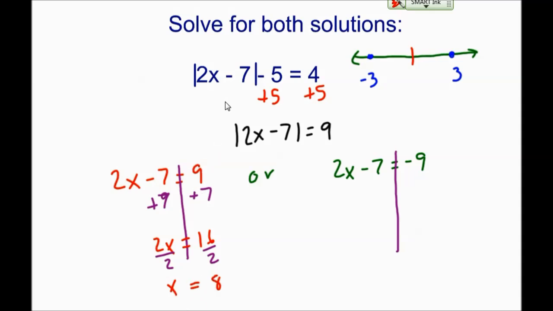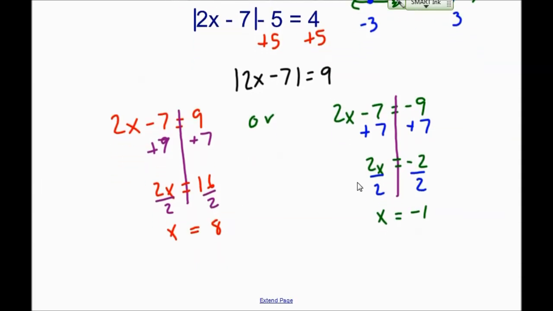I could have 8. And now let's find the second possible one. Again, I need to undo minus 7, so I add 7 to both sides. That's going to give me 2x equals negative 9 plus 7, which is negative 2. Then I divide both sides by 2, so I get x equals negative 1. And so what I have are two possible solutions to this absolute value equation, the positive and the negative case. That's where they came from.